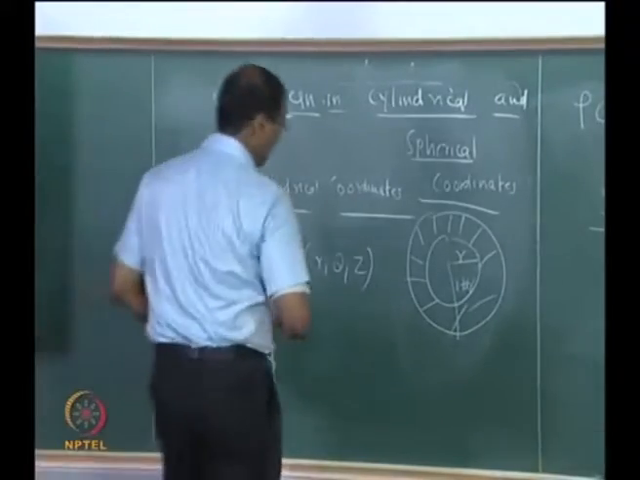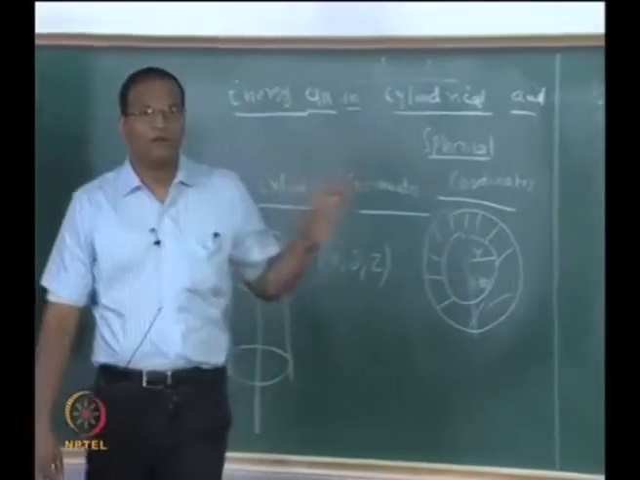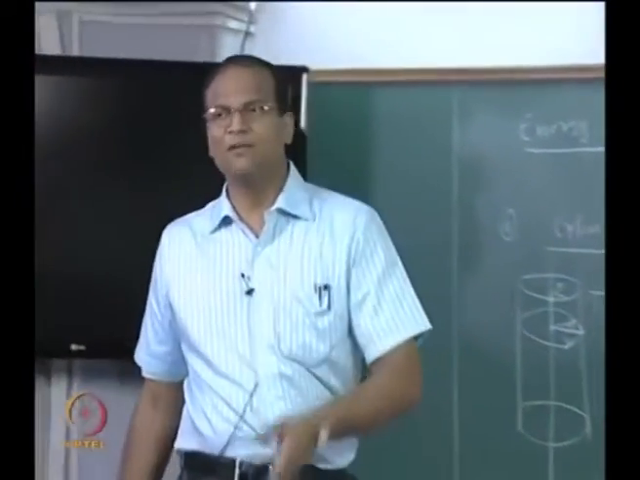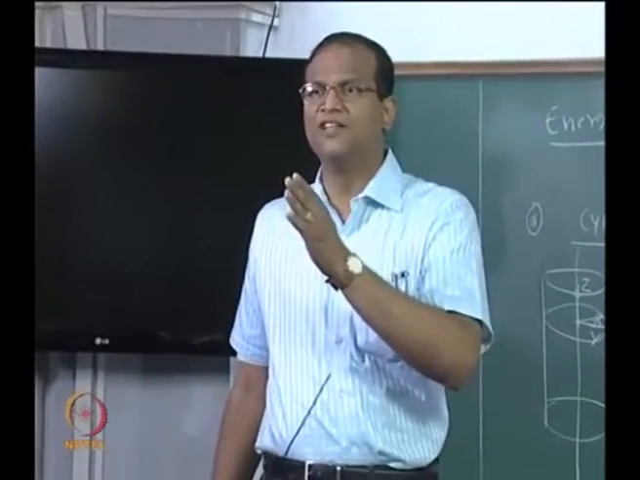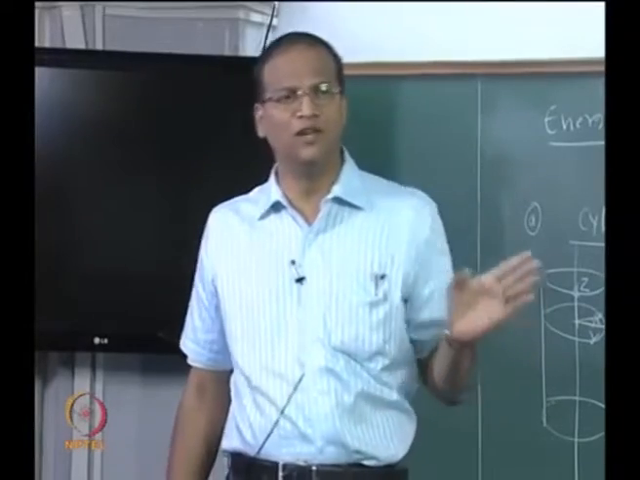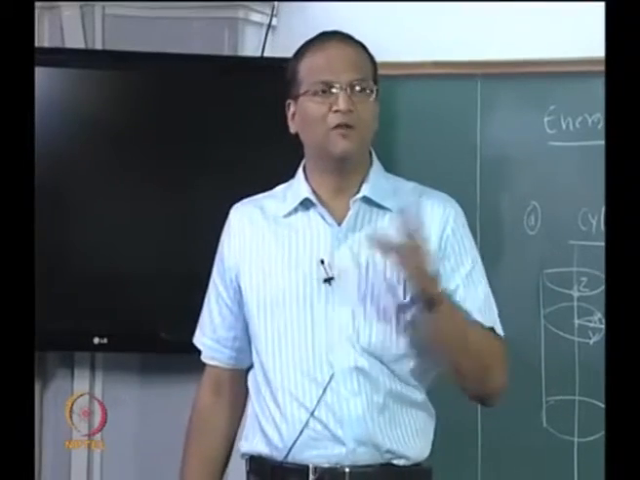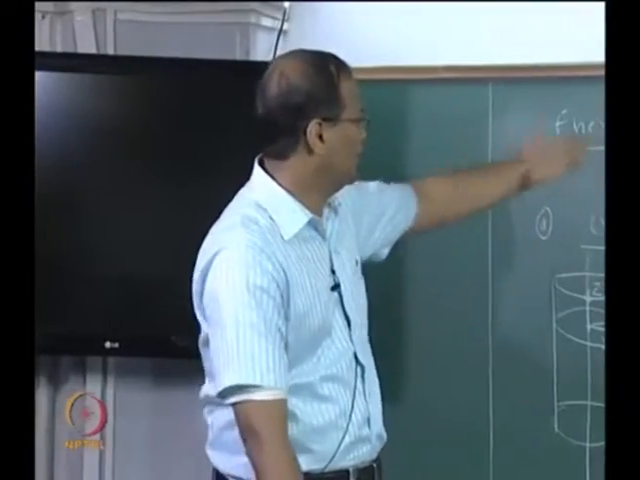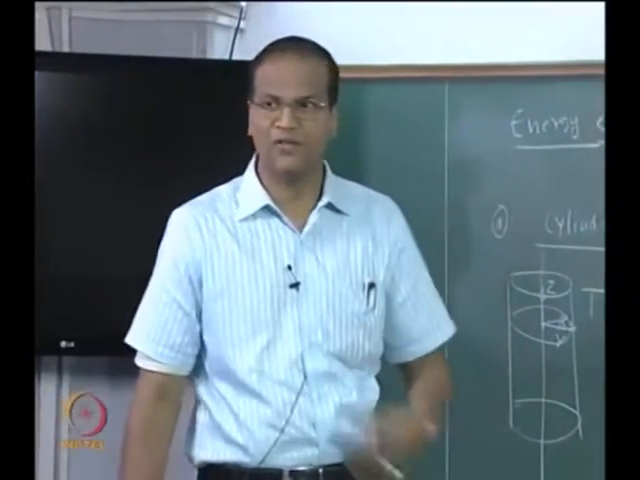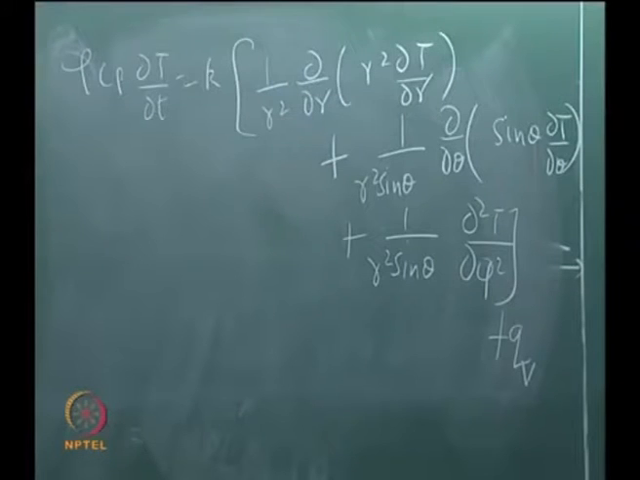Now please keep this in mind. Suppose in the exam I ask you questions on simplified forms of this, you start from this equation. If it is steady, remove the left hand side. If there is no QV, remove the QV term on the right hand side. If it is only one dimensional, remove the variation with respect to theta and z, and proceed. Okay, let us get some analytical solutions for simple cases.